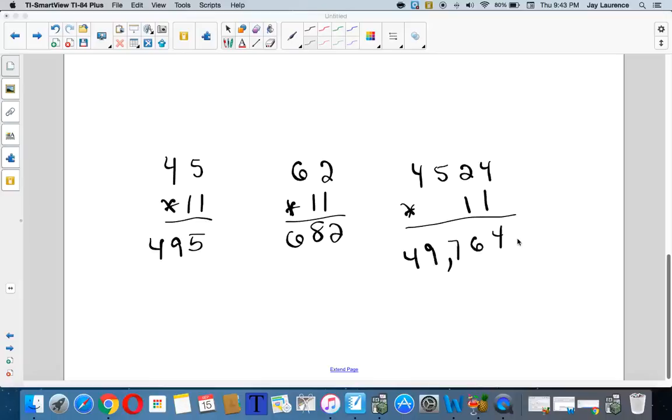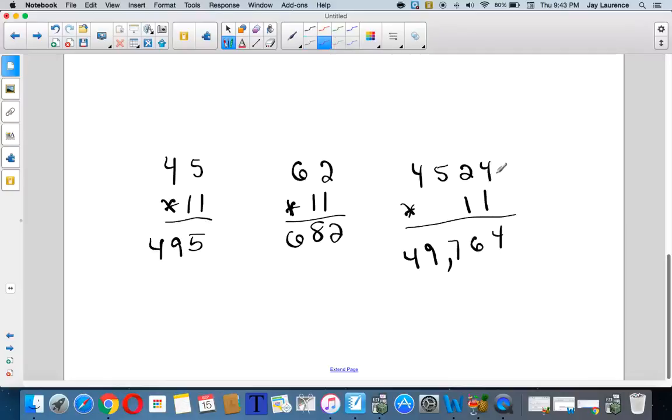That's all I'm doing. Let me get my different color here. This 4 here is there. 2 plus 4, 6. 5 plus 2, 7. 4 plus 5, 9. And then the leading 4 is here. Over here on this 2-digit one, there's the 2, there's the 6. 6 plus 2 is 8. See how simple that is?